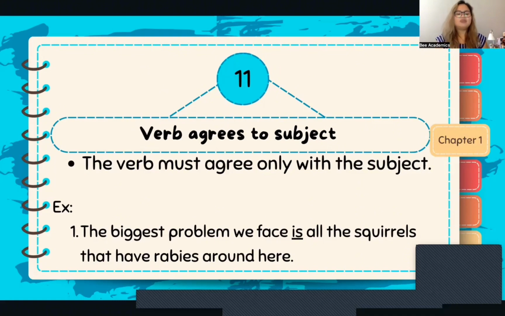Okay, so for example, the biggest problem we face is all the squirrels that have rabies around here. So what are the nuisance here? Squirrels, rabies. But basically, what's our subject here? Problem. That's why we're using is. The biggest problem we face is all the squirrels that have rabies around here.